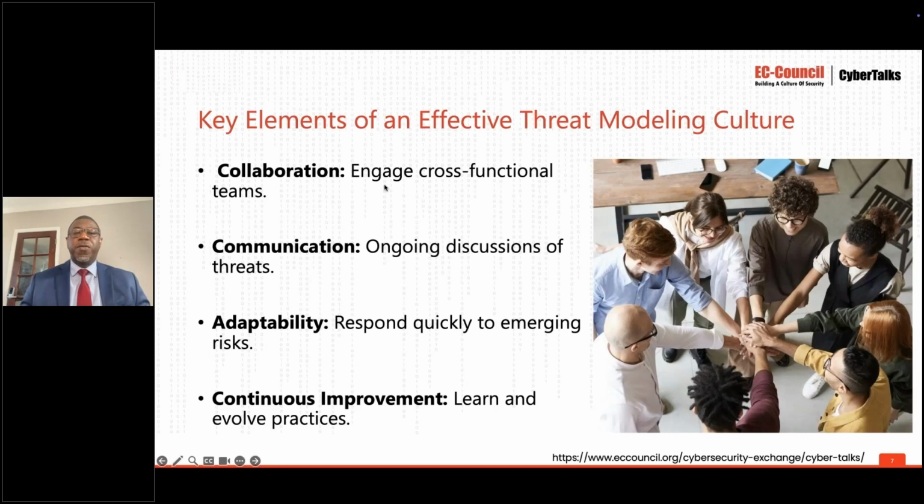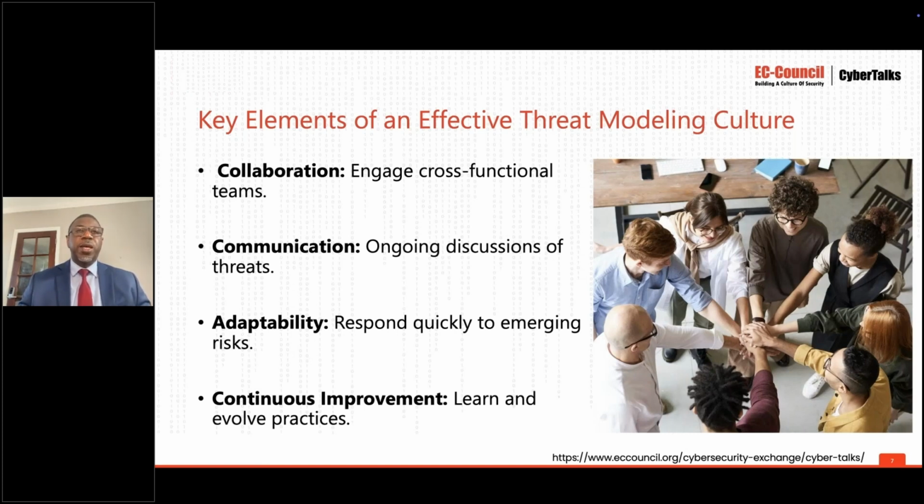The key elements of effective threat modeling. Now we want to look at some of the key elements here. We look at collaboration, communication, adaptability, and continuous improvement. These are the four principles that will assist you in being able to create effective threat modeling. One, you need to collaborate. You need to be able to engage across the organization, understand what the threat is to that particular unit, and find a way to gather that information.